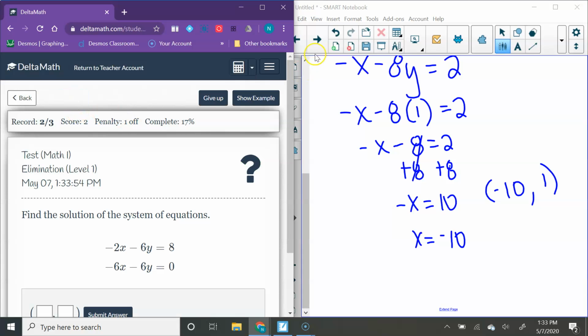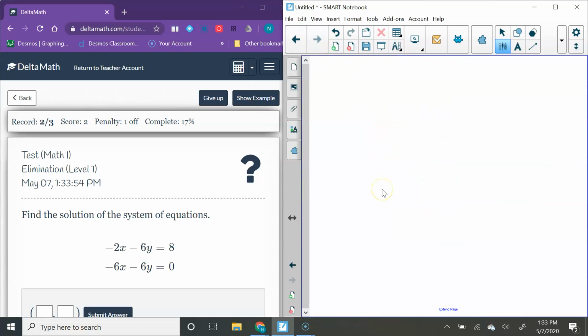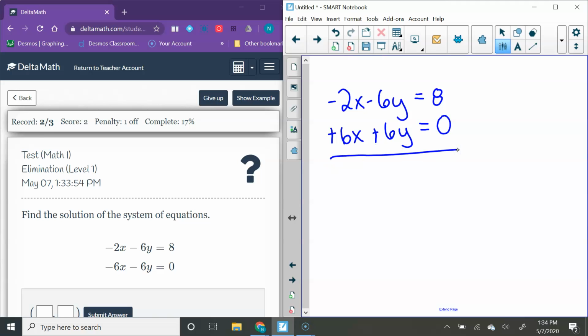Okay. Here is our last one in this section. I've got negative 2x minus 6y equals 8. I've also got negative 6x minus 6y equals 0. Now these two will not cancel, but all you've got to do is change the sign of everything in the bottom. That 0 can't really change signs since it doesn't have one.